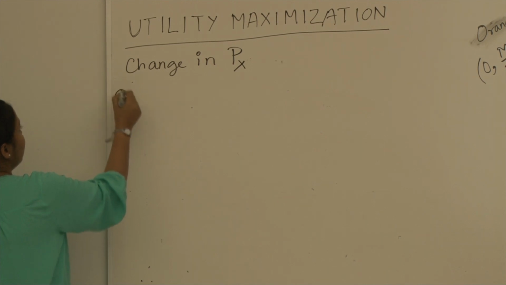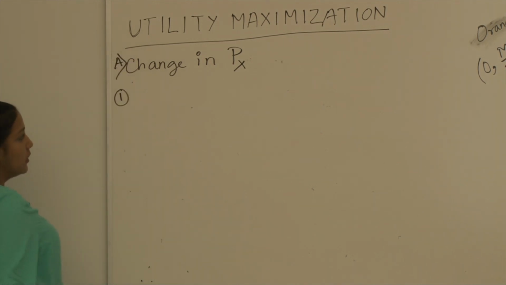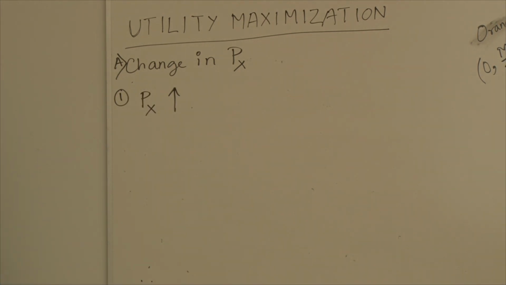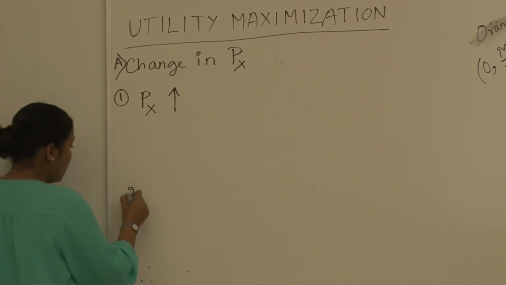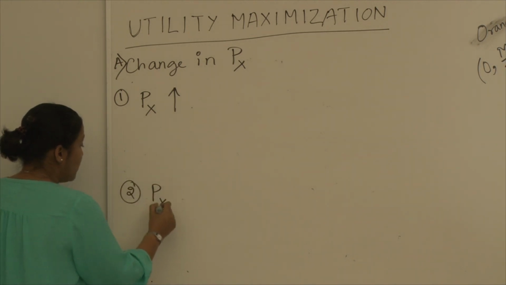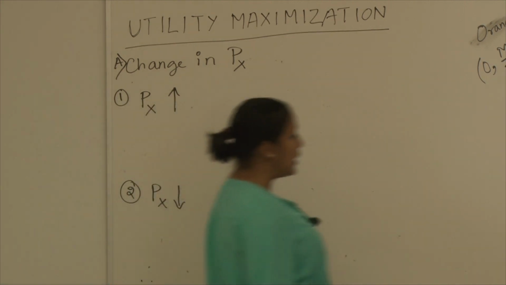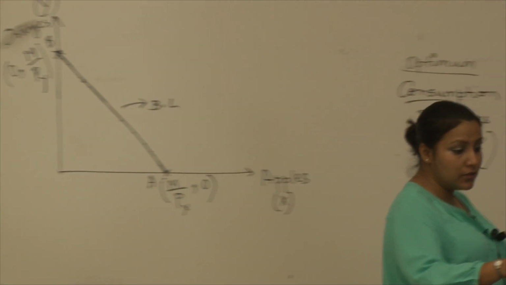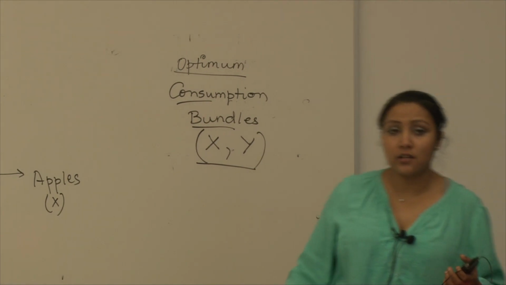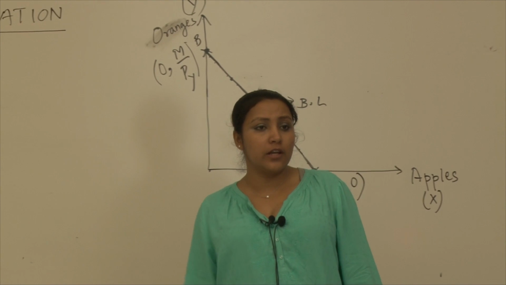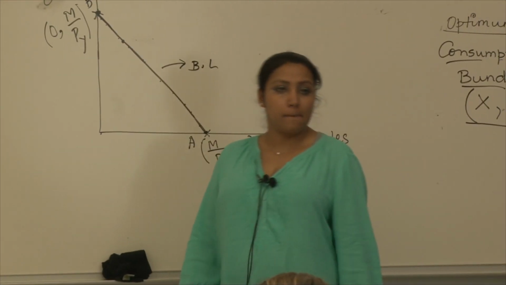Okay. So you can have two cases under change in Px. Your Px can increase, the price of commodity x can increase, or the price of commodity x can decrease, correct? Those two things can happen, agreed? Now, let us say in the first case, the price of commodity x has gone up. If the price of commodity x goes up, are you going to buy more of x or less of x? How many are saying more?